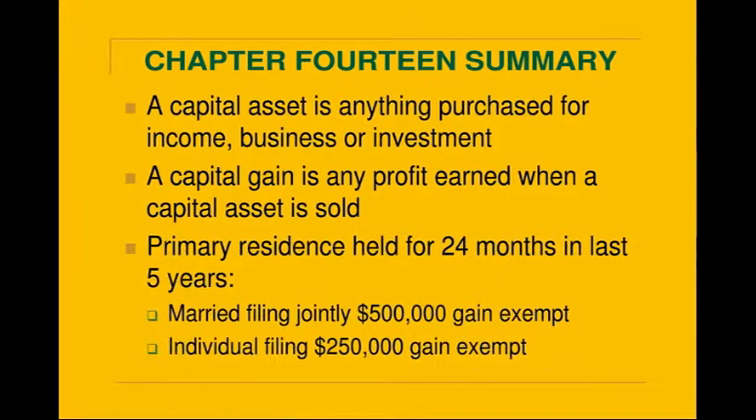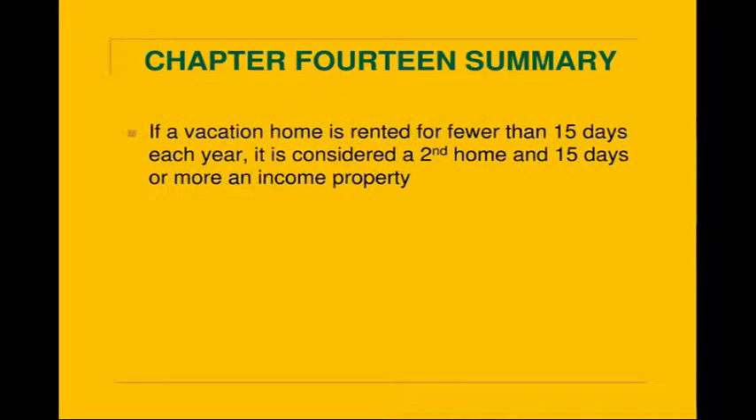The primary residence is held for 24 months out of the last 5 years. First, if you're married, filing jointly, up to $500,000 of gain is exempt. If you're filing individually, up to $250,000 is exempt. If a vacation home is rented for fewer than 15 days each year, it is considered to be a second home, and 15 days or more is considered to be an income-producing property. The significance of that is that if it's an income-producing property, there are expenses you can write off. If it's a second home, you can't.